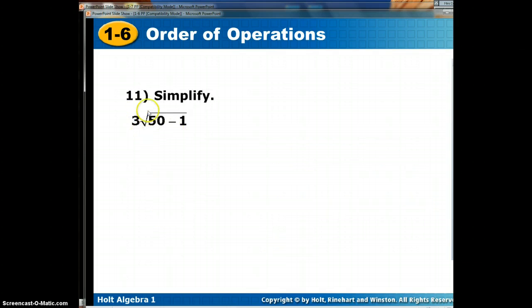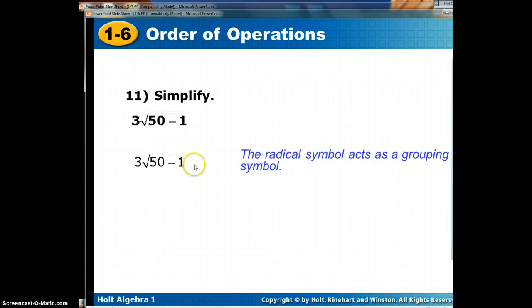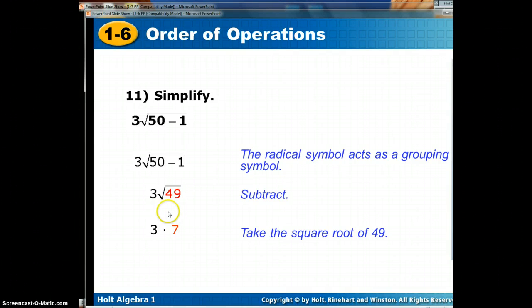Next problem, this square root symbol. It's called a radical, or a square root. We have to do what's inside it because the square root is a grouping symbol. So we have 50 minus 1, that is a 49. Then we have to take the square root of 49, which is a 7. Finally, 3 right beside that means multiply. 3 times 7 is 21.